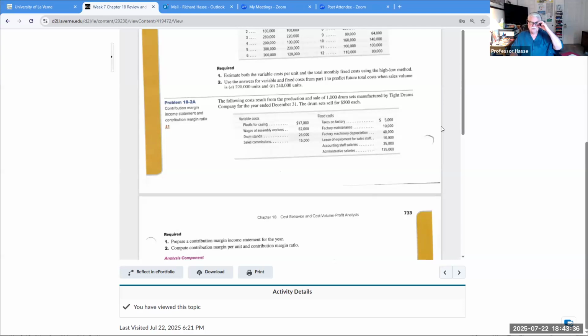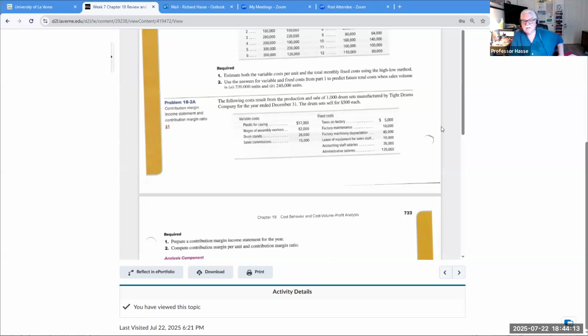It's the same problem. Notice the costs all look the same, but now we're not allocating them by product or period. We're allocating them by variable and fixed. And they tell us in the problem that this company sells these drums retail for $500. Remember back in problem 14.1, we saw that it cost us $180 a unit to produce those drums. Now they're telling us they're $500 retail. So it looks like we got that covered.